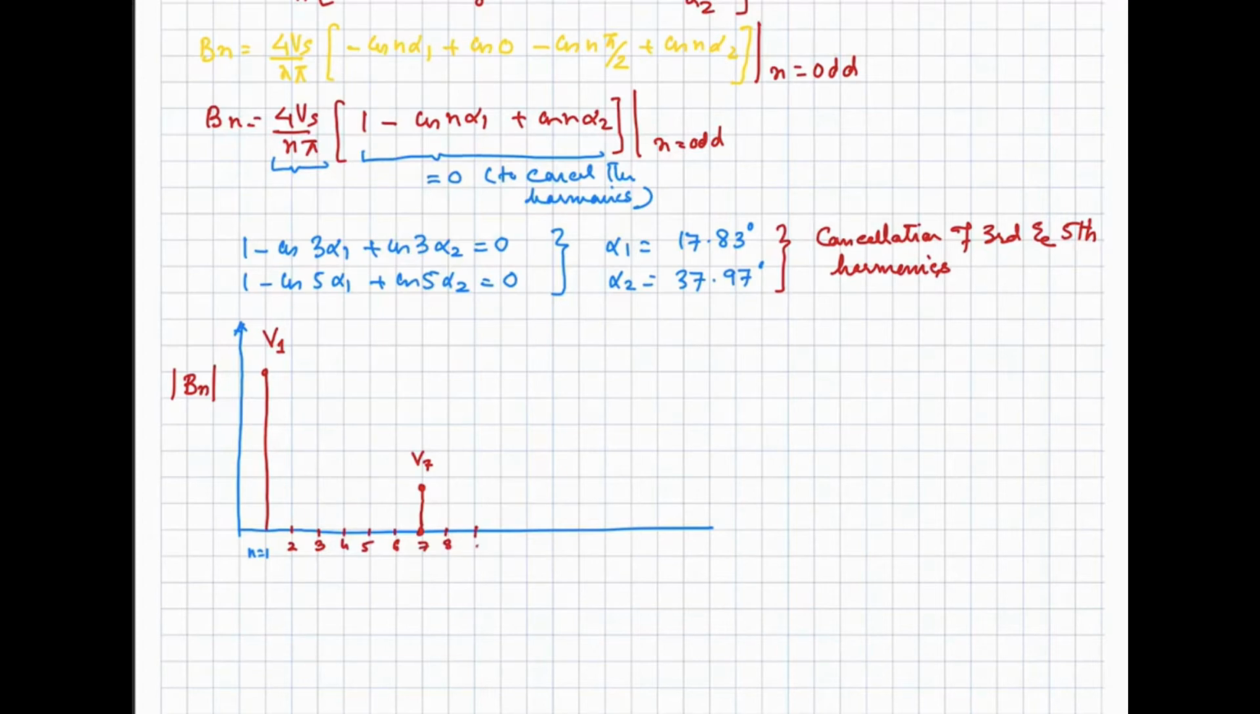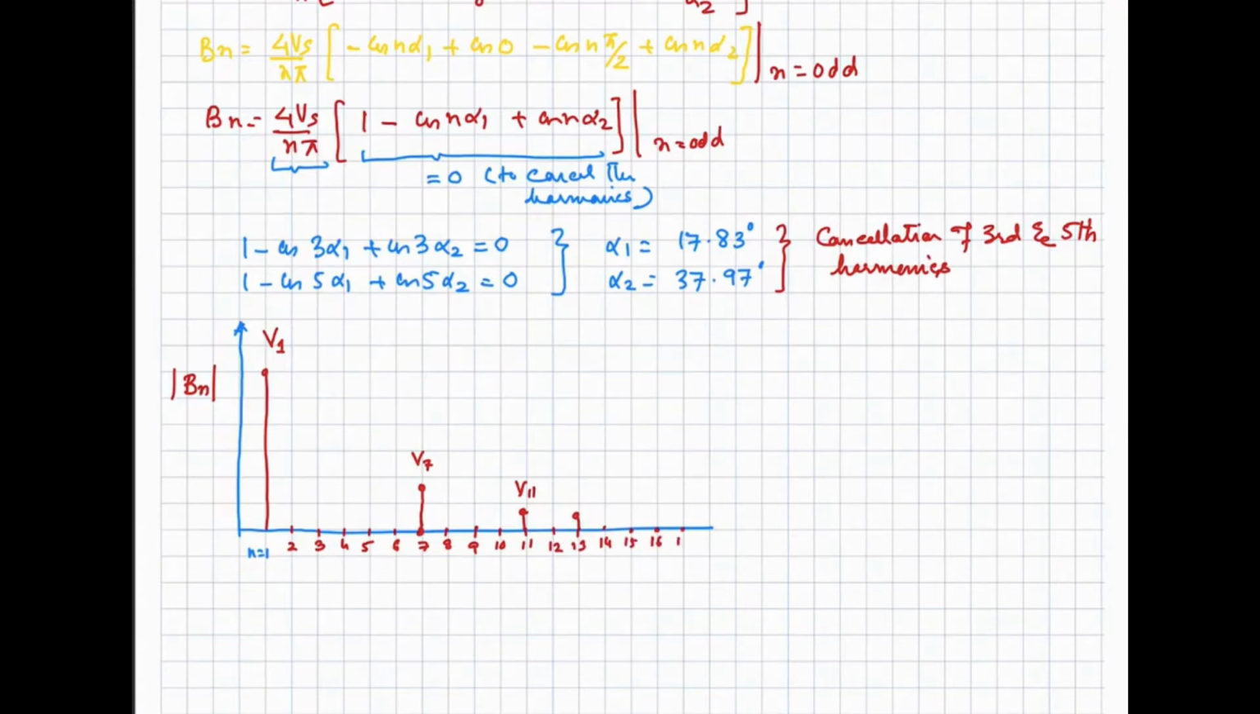Ninth, as it is the multiple of the third harmonic, will be absent. 10th will be absent. 11th harmonic will exist, right? Then 12th, 13th will be there. 14th will be absent. 15th will be absent because it is the multiple of the third harmonic.